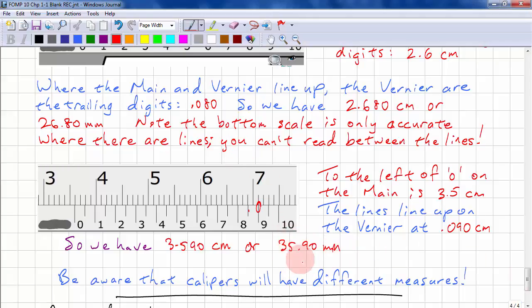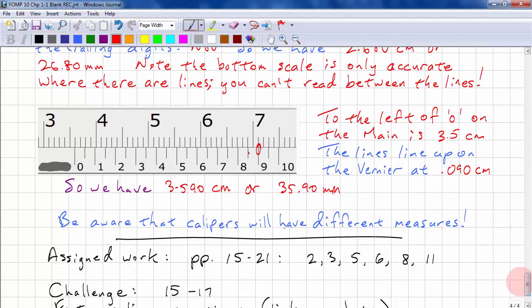So calipers are pretty accurate if they're calibrated properly. It gives us 2 decimal places with millimeters. It's very hard to do that with a ruler. And you need to be aware that calipers have different measures. Some of them will only have tenths. They won't have that extra 0.05 millimeter. And some will be coarser.